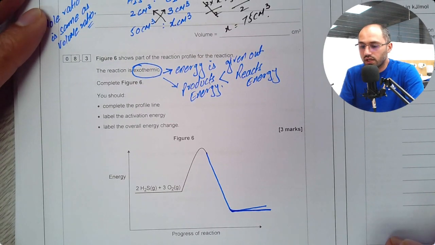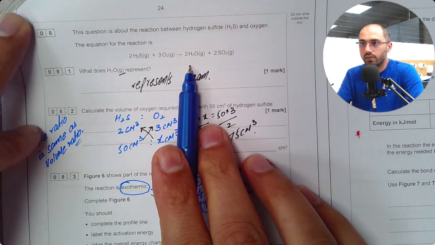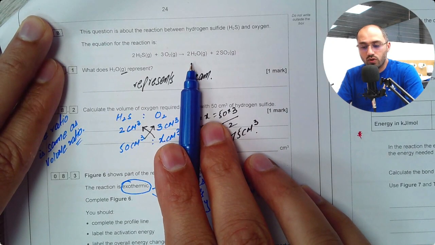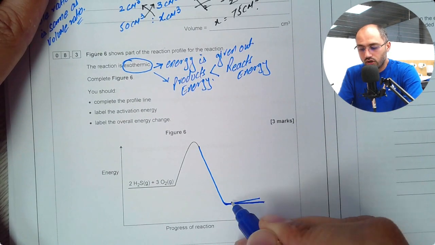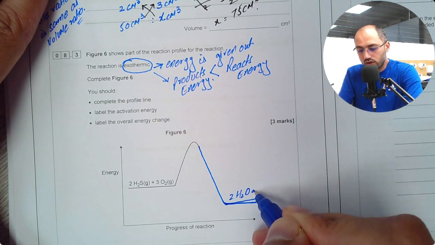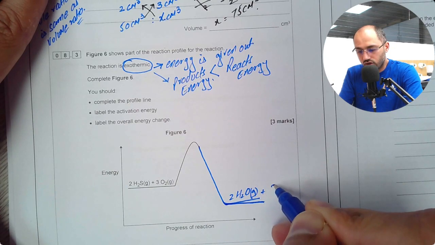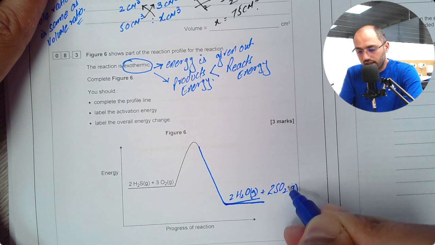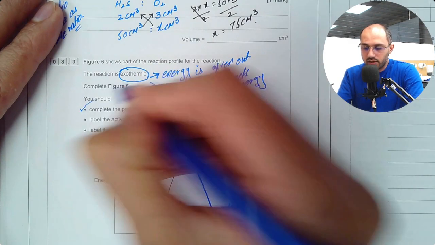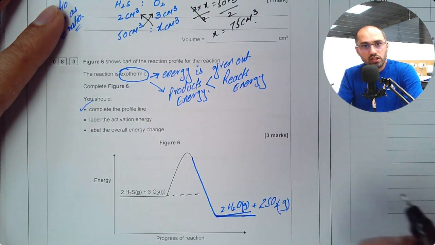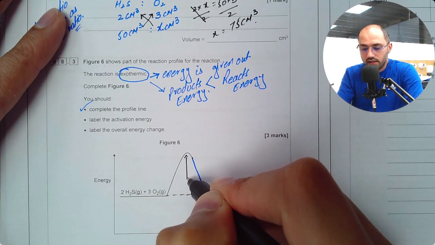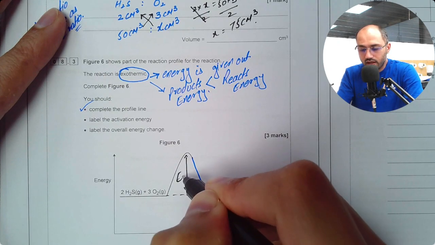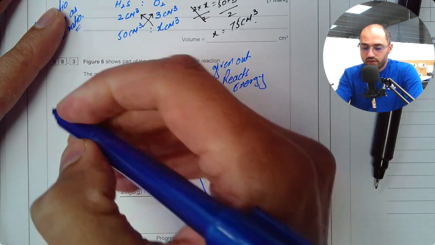Now for products, I'll have to go back to the equation. In my equation, my products are H2O gas and SO2 in the form of gas. So I'll write down 2H2O steam plus 2SO2 gas. So I've done the first part. Now it says label the activation energy. Remind yourself, activation energy is the minimum energy required for the reaction to start. So in this case, this is my EA. So we've done this part as well.